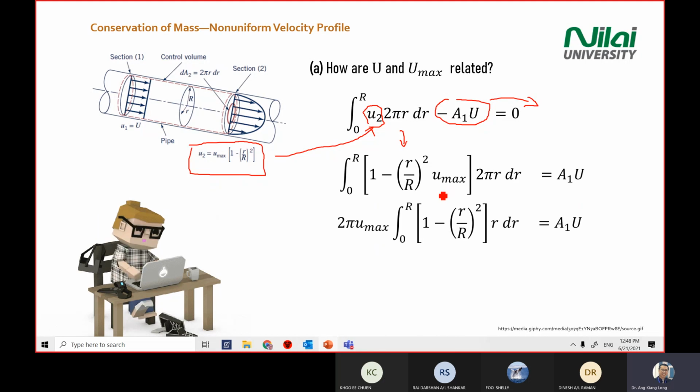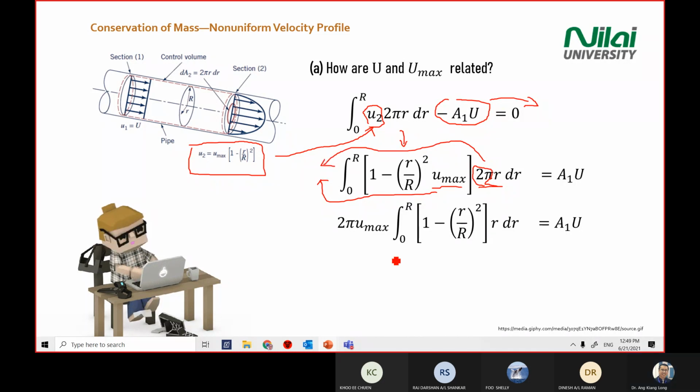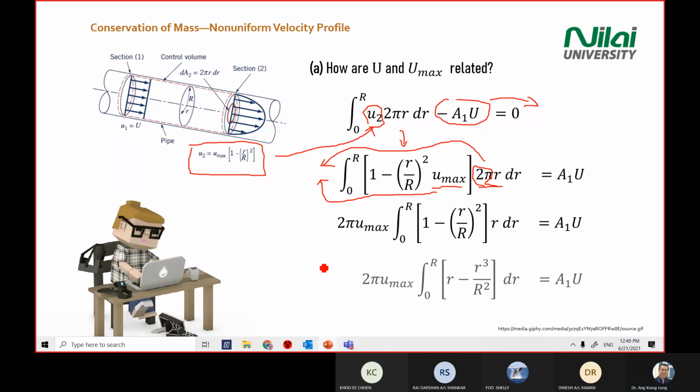Okay, so you know that u max is a constant value. You move it outside the integration. 2 pi is also a constant value, move it outside. So at the end you arrive at 2 pi u max integration from 0 to R of (1 minus r squared over R squared) times r dr equal to A1 u. Then you arrive at this one. The rest is just simplification of your mathematical steps.